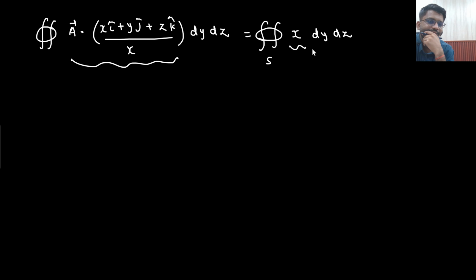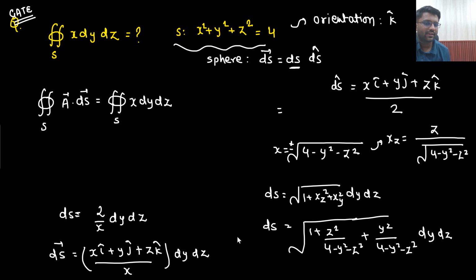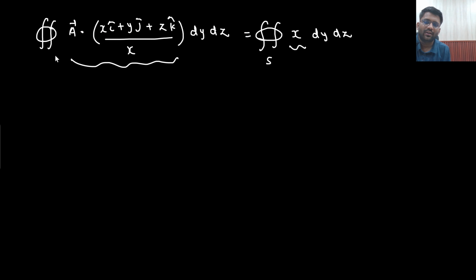Say yes or no? Do you agree with this point or not? This particular thing should be equal to x. Have I calculated that ds vector in a good manner? Yes, sir. ds cap I already calculated, x i cap plus y j cap plus z k cap divided by the radius. Then, sir, xz I was supposed to calculate, that I already have calculated. Similarly xy also you will get. Then I did the square and the answer I am getting is 2 by x dy dz. So I put here 2 by x dy dz, and 2 and 2 will get cancelled out. So x i cap plus y j cap plus z k cap divided by x, dy dz. This is what I have put here.